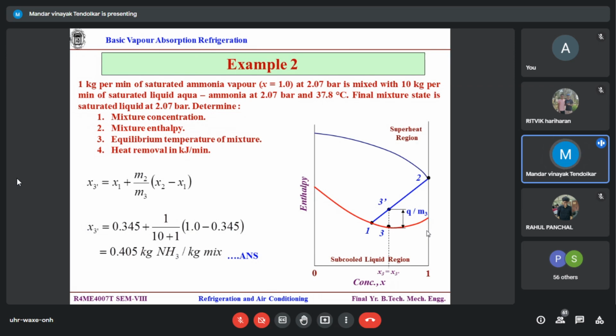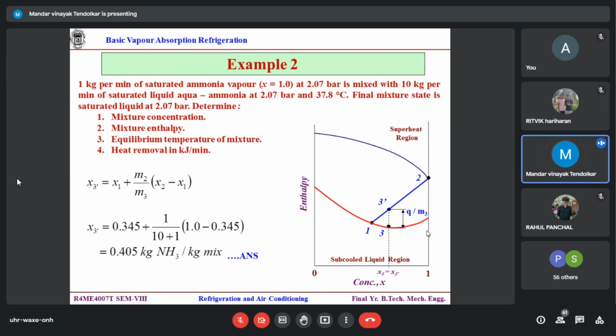x2 is 1, x1 is this. The way you write, accordingly substitute. If you took 2 as reference, you will have to do minus; if you took 1, then plus. Fine. So now this is my point 3 dash and you can locate it now, the 0.405 vertical line wherever it cuts the line joining 1 and 2.